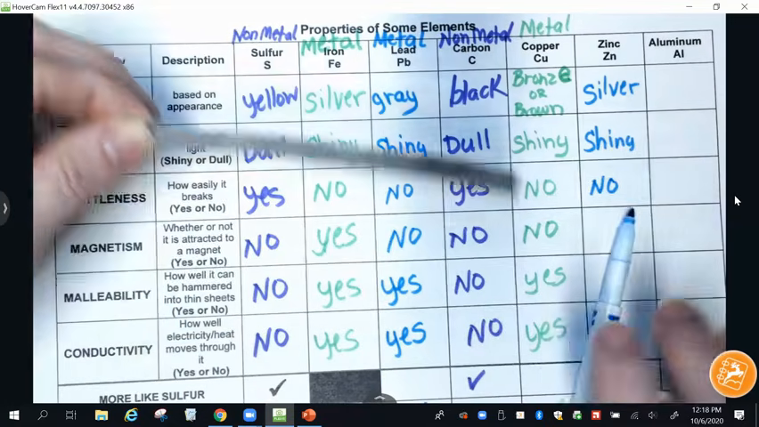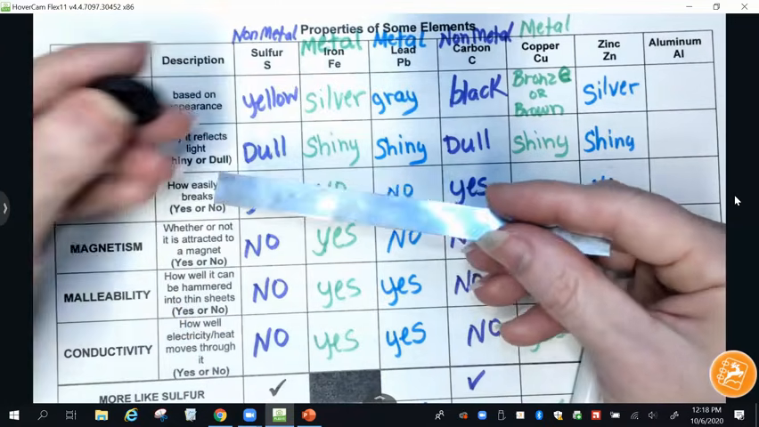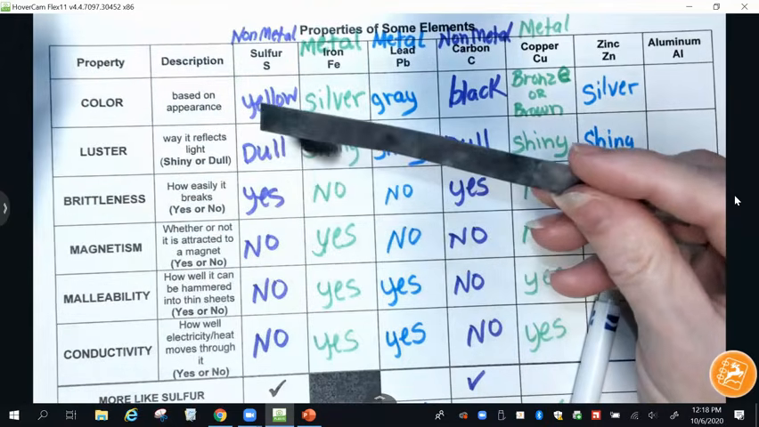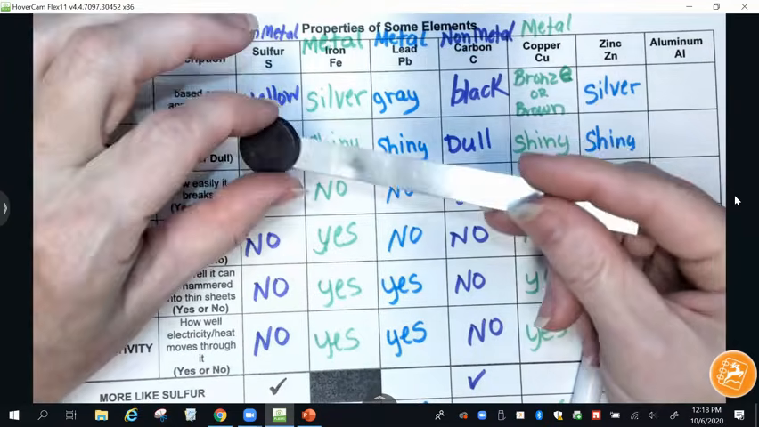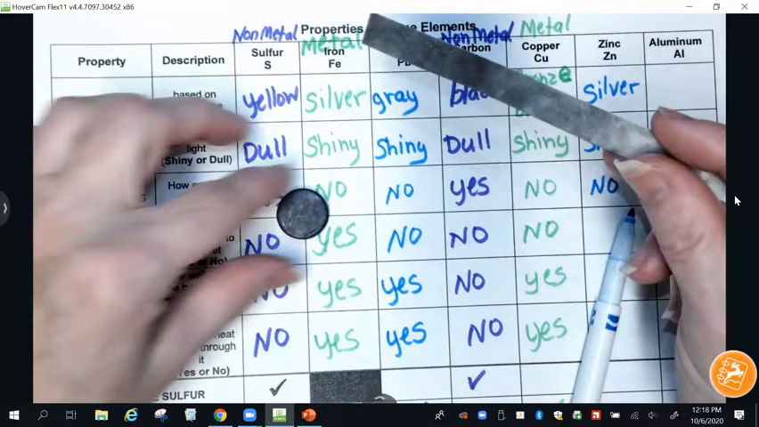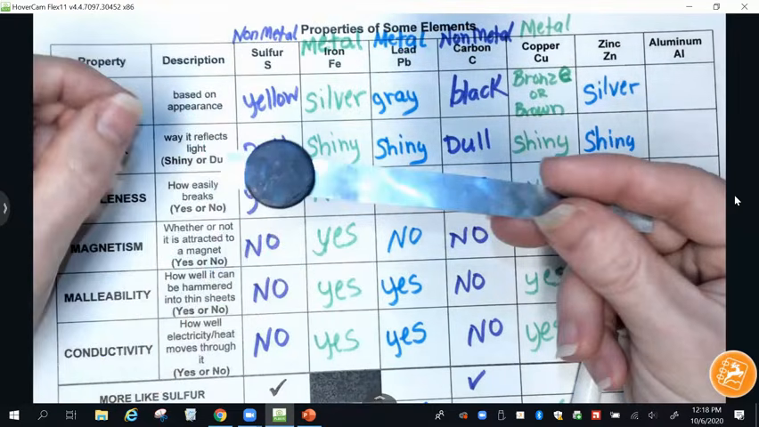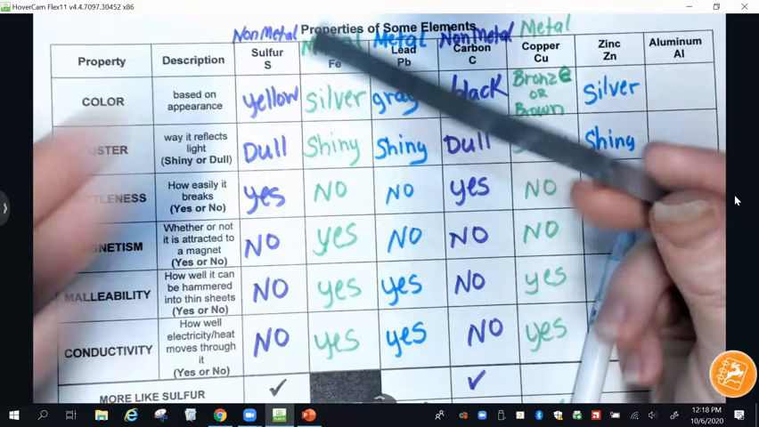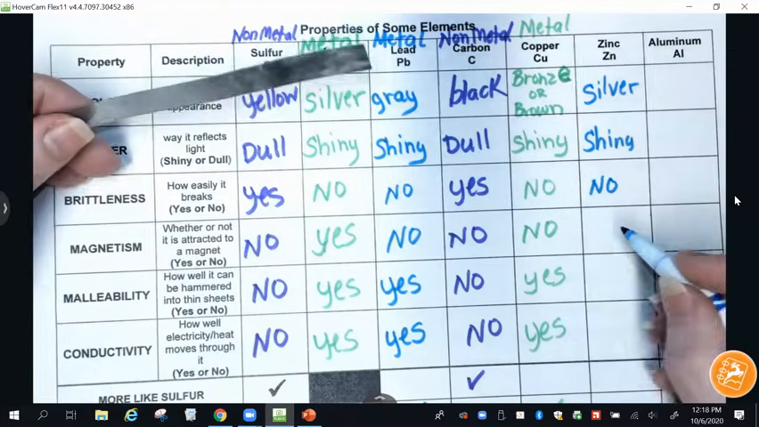For magnetism, let's check it with the magnet. Sort of. Try it again. No, it doesn't. I balanced it on there, but as soon as I turn it, it falls off. So for magnetism, we say no.